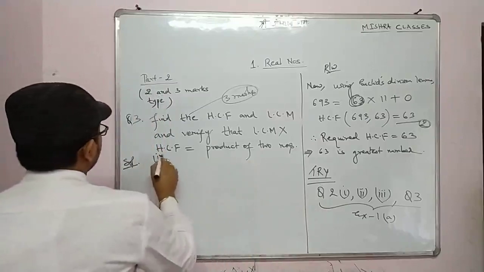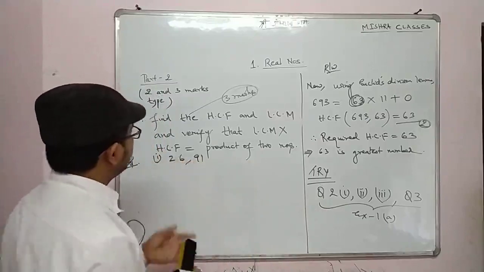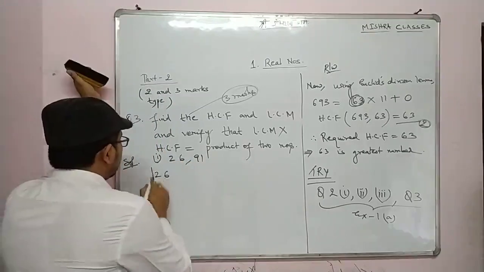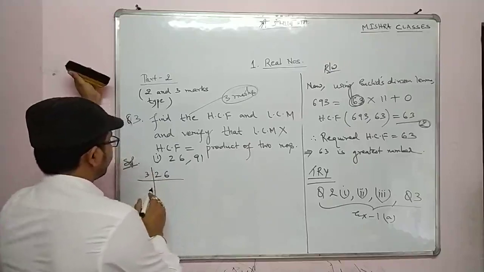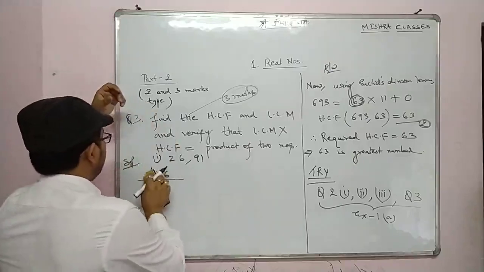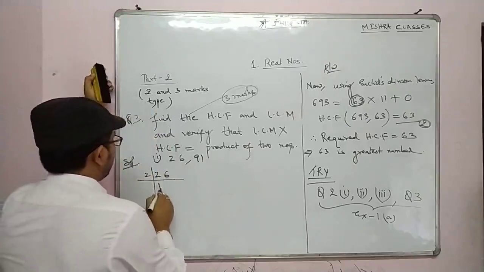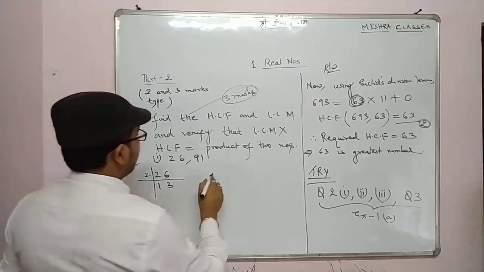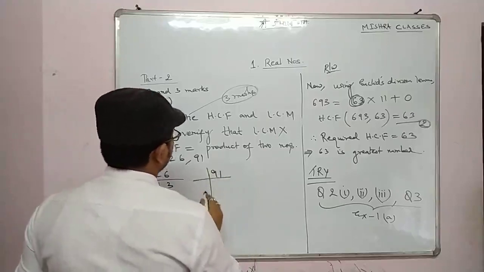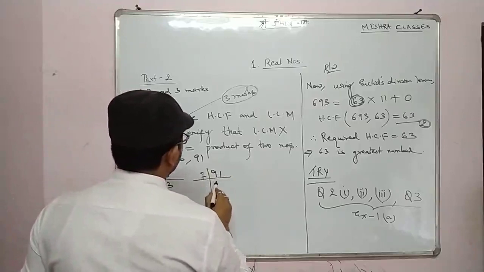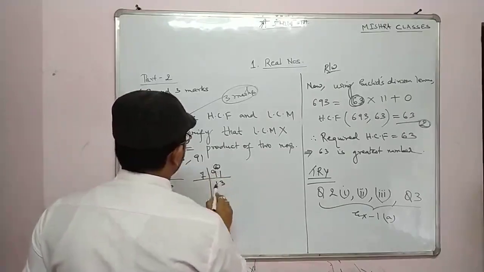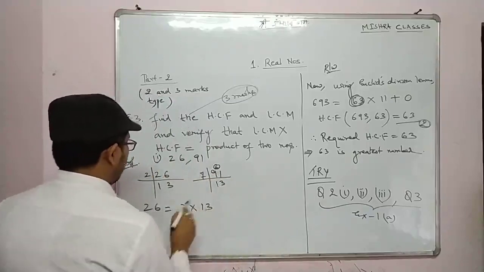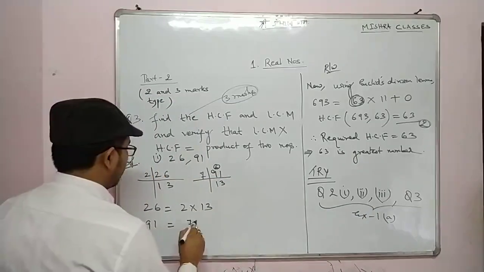Now the question is like this: 26, 91. This is the question given to you. So how do we solve it? 26 we will simplify: 2 1 are 2, 2 3 are 6. Is it clear? Now 13 is a prime number. Then 91 we can do like this: 7 times, 7 1 are 7, remainder is 2, 21, 7 3 are 21, again it stops. So we can write 26 equals 2 into 13 and 91 equals 7 into 13.